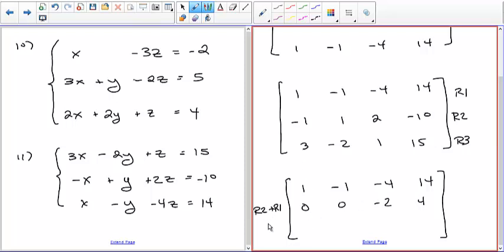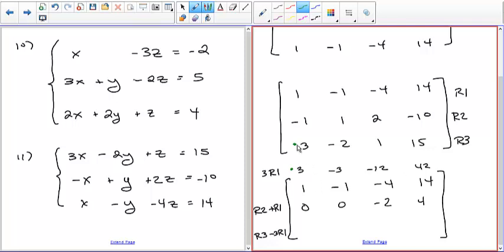And then we can take row 3 and we can subtract 3 times row 1 because I have a 3 here. So if I take 3 times row 1, here's row 1, triple each one, so 3, -3, -12. 3 times this is that. 3 times that is 42. 14 times 3 is 42. So we add these two together now. We're going to take row 3, and we're actually going to subtract these. We're going to take this and subtract that.